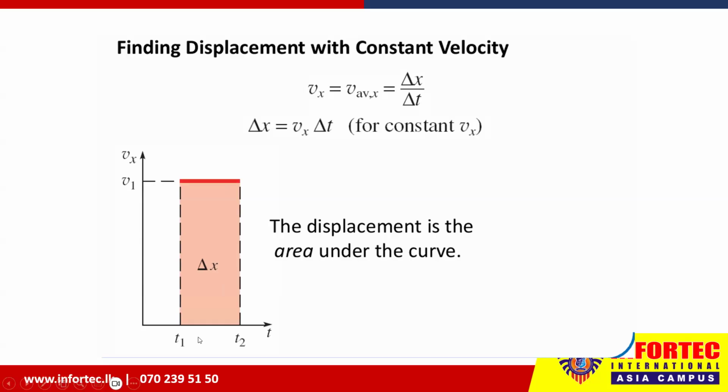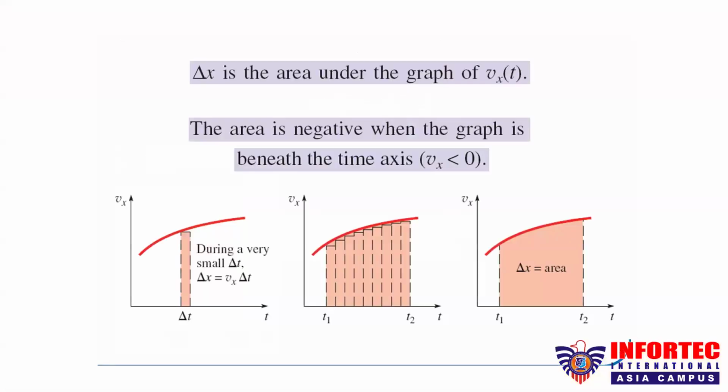Then it is v1 times (t2 minus t1), or delta t, right? So delta x is represented here as v_x times delta t for a constant velocity value. We know the velocity is constant: at time t1 the velocity is v1, and at time t2 the velocity is also v1, right? Then the area under this curve represents the displacement of the object. You can see some different curves here, but delta x is the area under the curve.